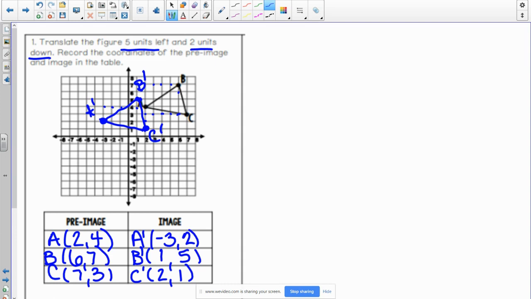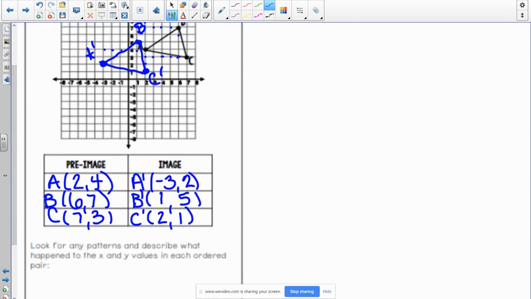Now, when you get done, remember from the last lesson that if you translate a figure, which means just slide it up, down, left, or right, the figure should be congruent. So if you look at them and they're not congruent, that means you did not move one of your points correctly.